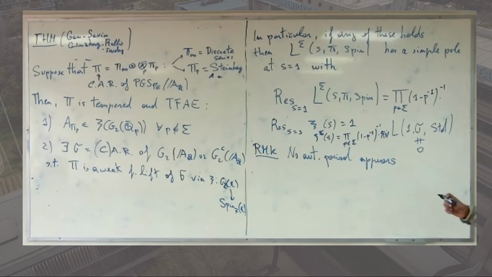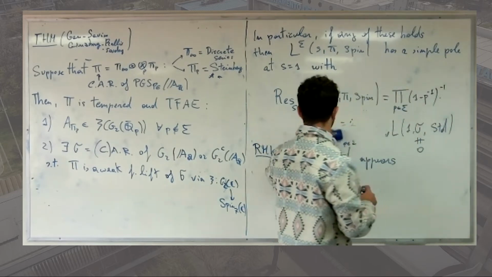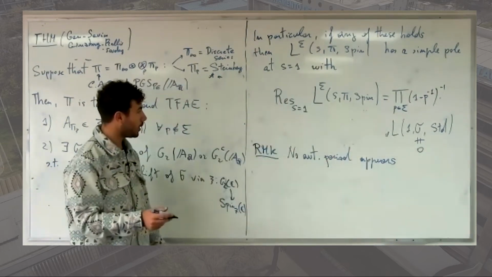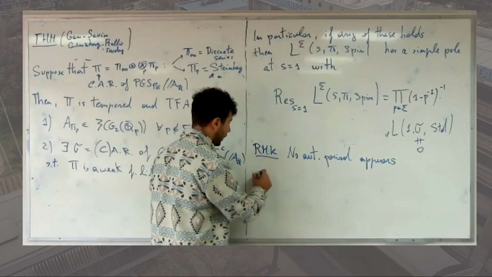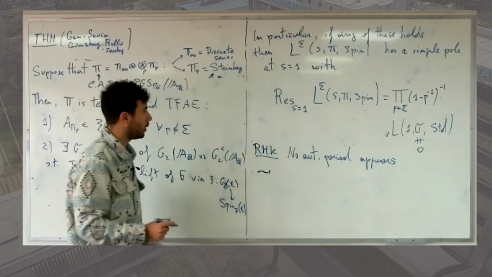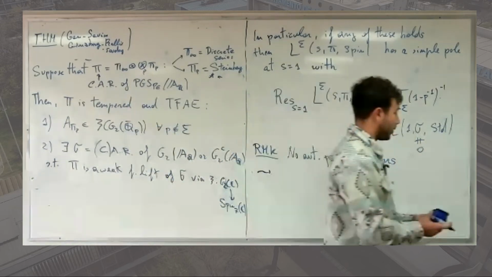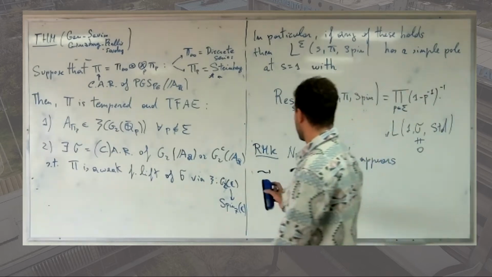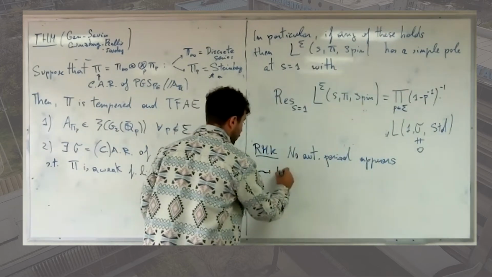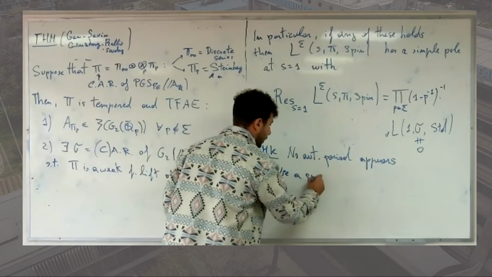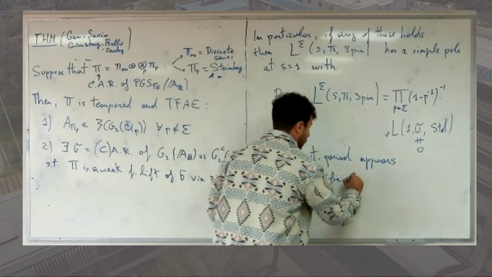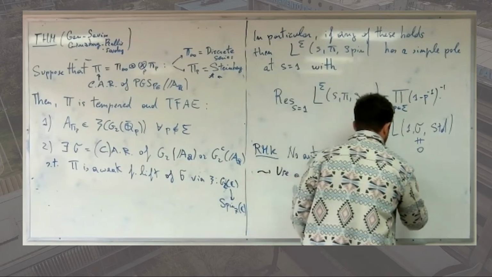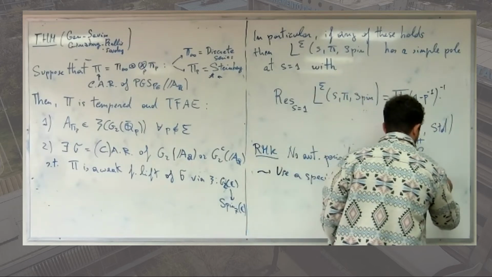Yeah. That's a very good point. So no automorphic period appears yet. And this is what I'm going to mention in the last section of my talk. And so the upshot is that we need to use a specific integral representation of the Spinor function.